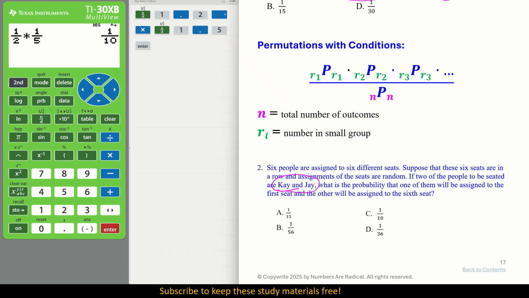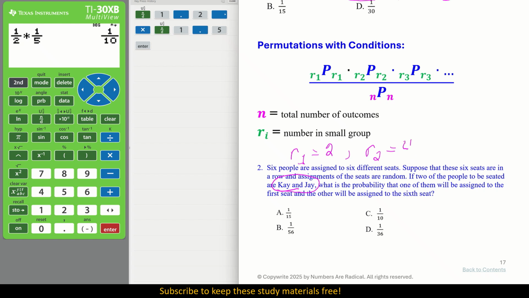That is the importance. You have R1 equals 2 and R2, meaning groups. The second group can be a group of 4. That's everybody else.